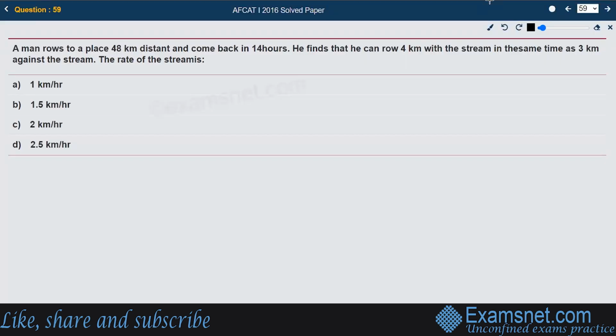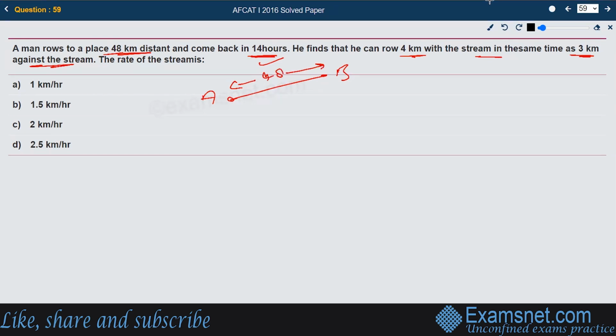Now, the question is given as: a man rows to a place 48 kilometers distant and comes back in 14 hours. He finds that he can row 4 km with the stream in the same time as 3 km against the stream. The rate of stream is asked. As there is a time given to us, we can have 2 points inside the river, A and B. The distance is 48 km only, that is given already.